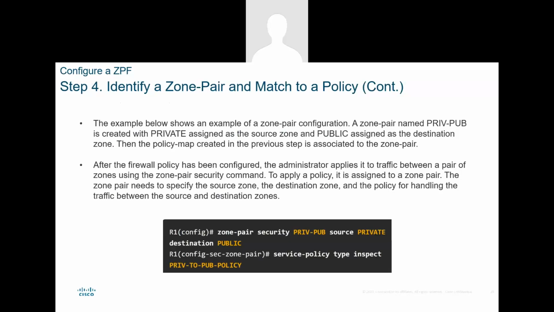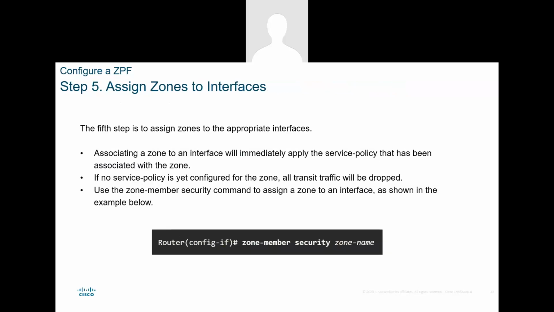Once again, remember, policies only apply to traffic moving between explicitly defined zones. So now we've fully defined how traffic should flow between these zones. Now, the final step in configuring a ZPF is to assign interfaces to the appropriate security zones. This is the step that binds the firewall policies to the actual network interfaces.